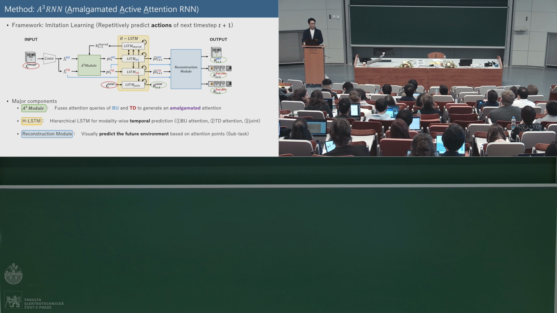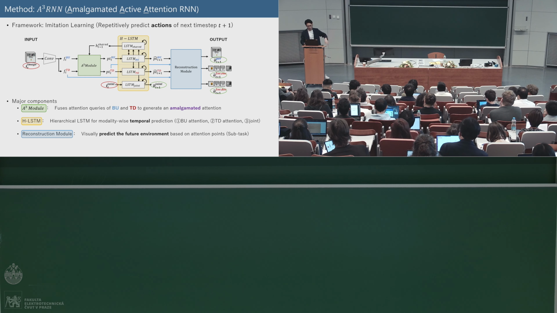This model uses a framework of imitation learning, which learns to repetitively predict actions of the next time step based on the current observations. The inputs are the camera images and the joint angles, shown in red circles, and the outputs are the joint angles and the predicted visual image of the next time step, like one second in the future.